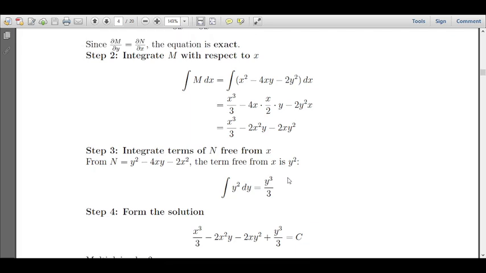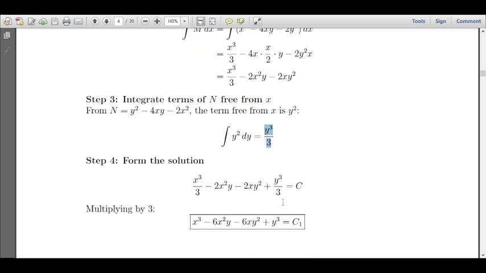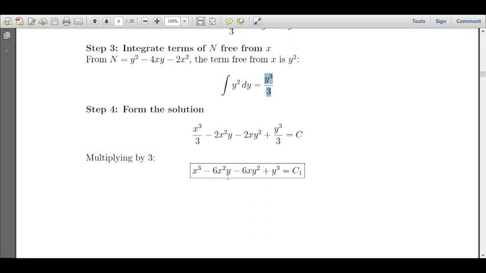Now, add the results obtained from step 2 and step 3, and this is x cube by 3 minus 2x square y minus 2xy square from step 2, plus y cube by 3 from step 3, equal to c. So, this is the general solution. Same thing, multiply with 3, we will get this.